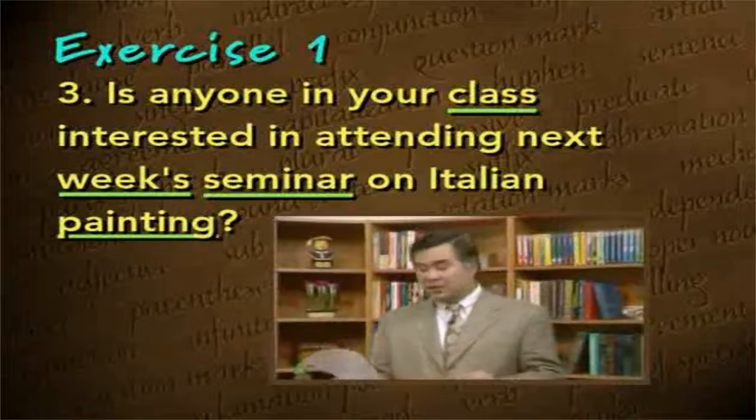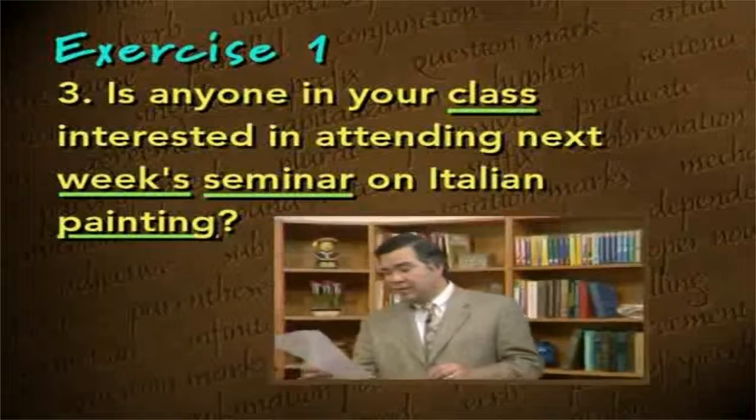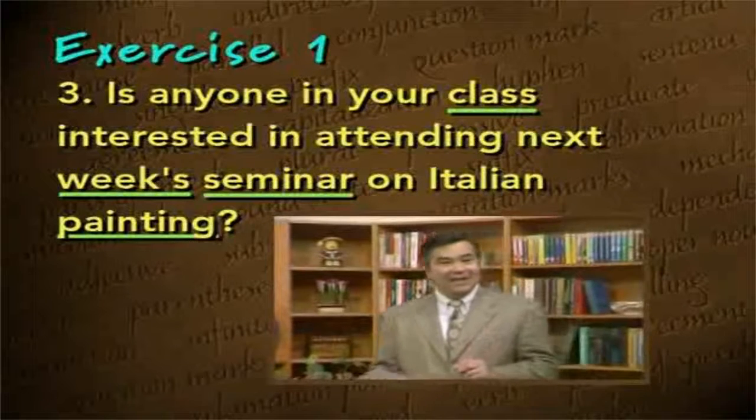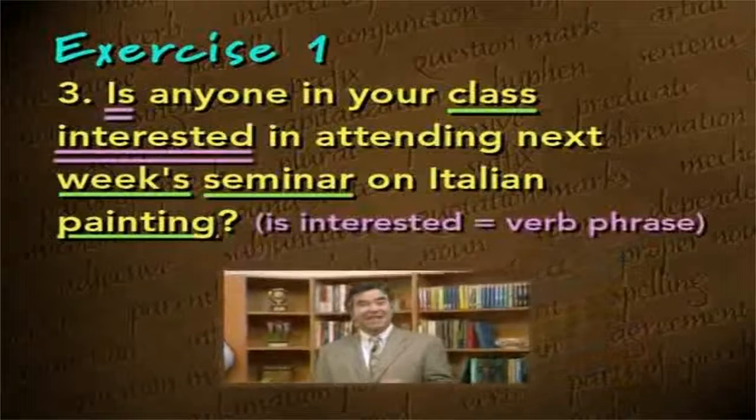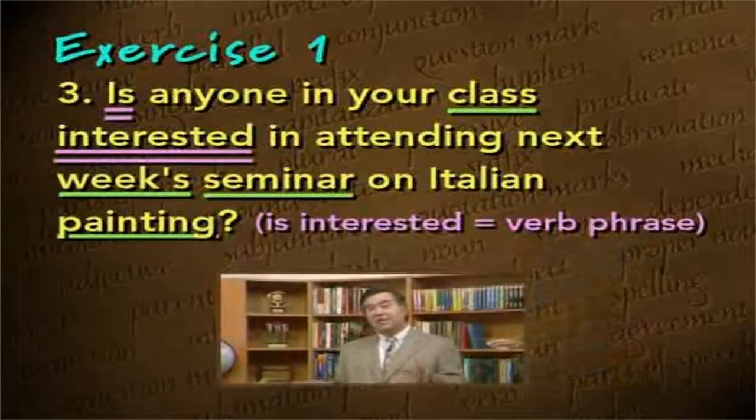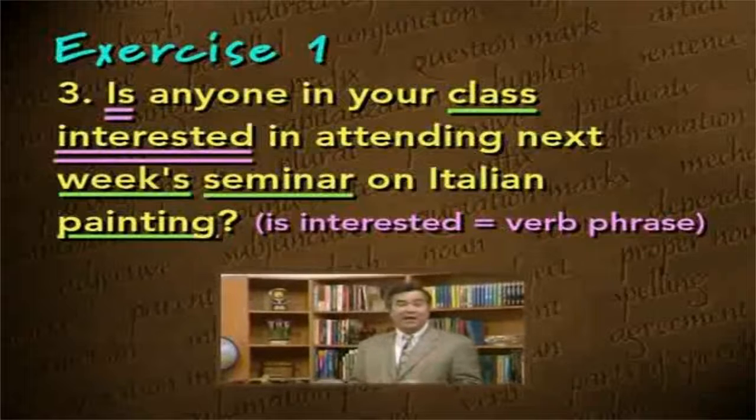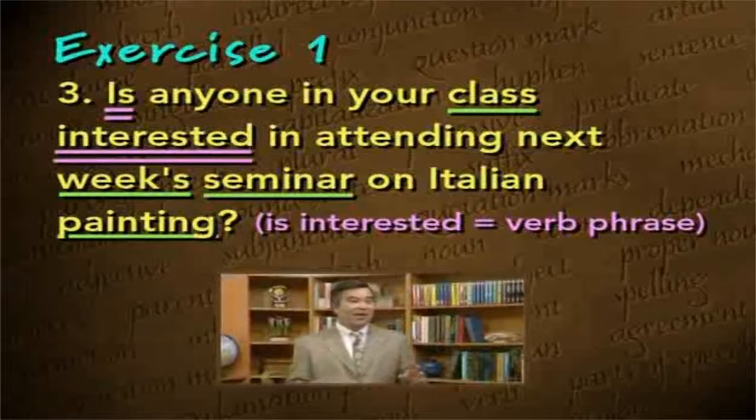What about verbs? Which verbs did you notice? Well, there's one verb in this sentence, and it's a slightly tricky one. The verb is a verb phrase, is interested. Notice that the words that make up a verb phrase can sometimes be separated by other words.